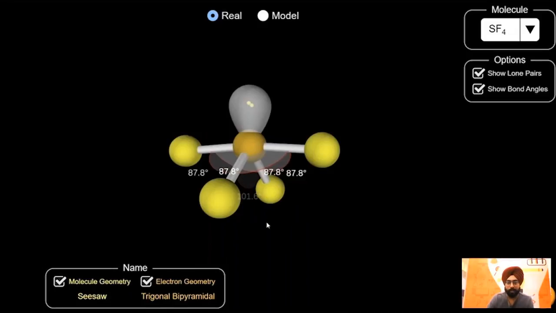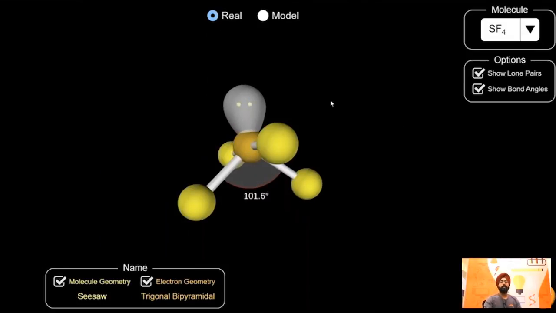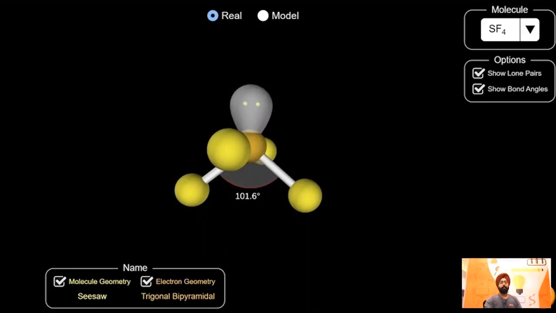This axial versus equatorial bond angle is now 87.8 degrees. That is less than 90. And look at this equatorial versus equatorial angle. It is now 101.6 degrees instead of 120. You don't need to remember these values, I'm just showing them. So this is known as a seesaw shape.